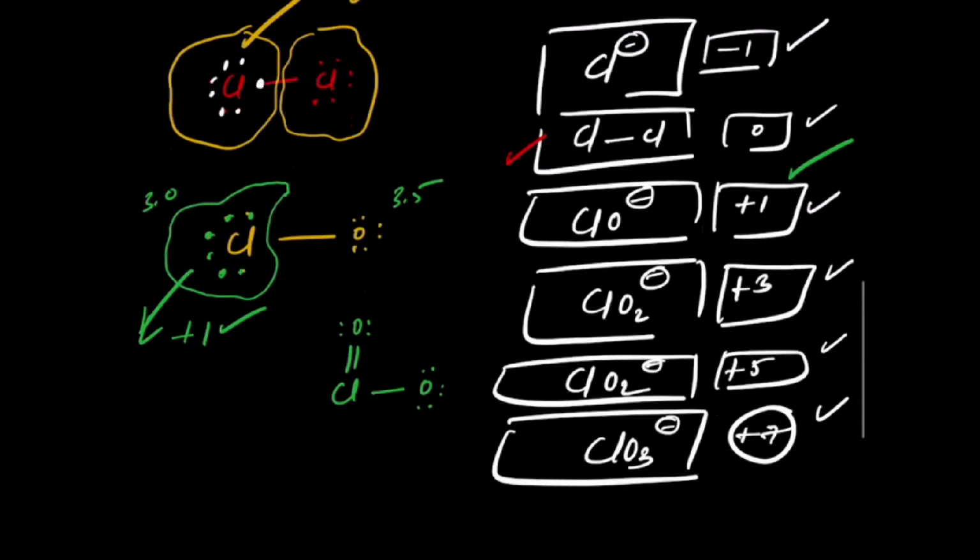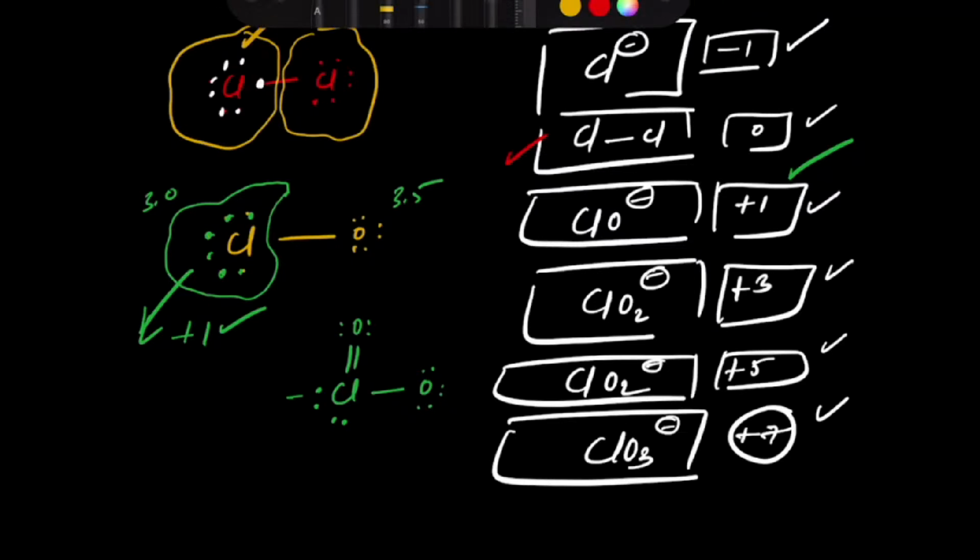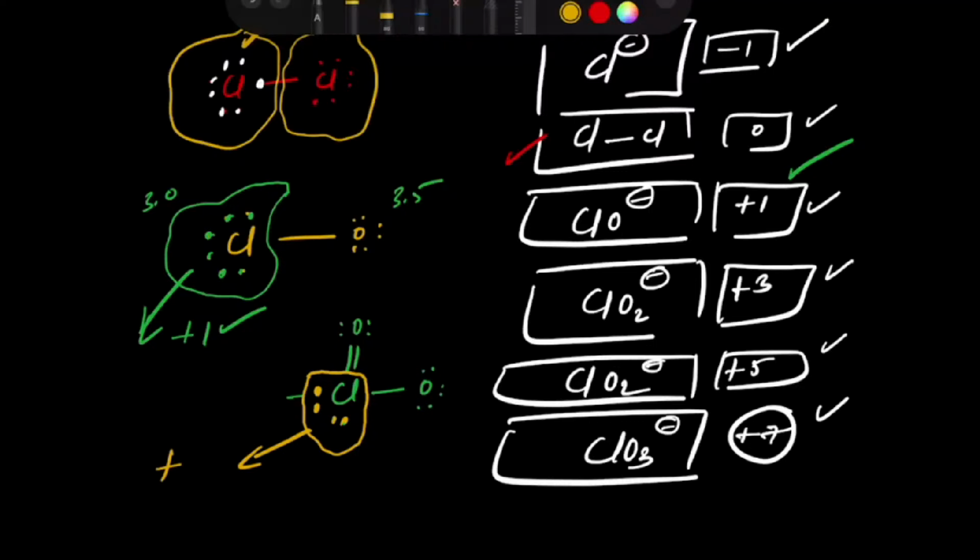Similarly here, when it is attached to 2 oxygens, one double bonded, one single bonded. So when I do the partition of electrons, who will get the electrons? Oxygen or chlorine? Oxygen, right? Because it is more electronegative. So how many electrons are with chlorine? 4. It is supposed to have what? 7. So it is having 3 less. So oxidation state is +3. Clear?